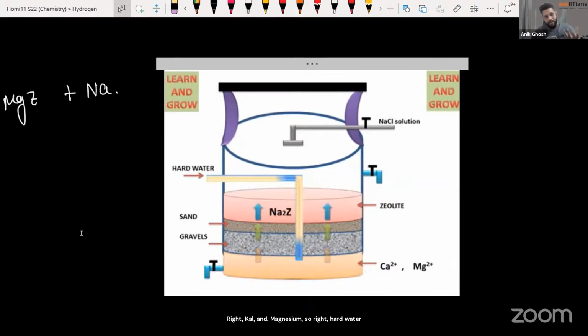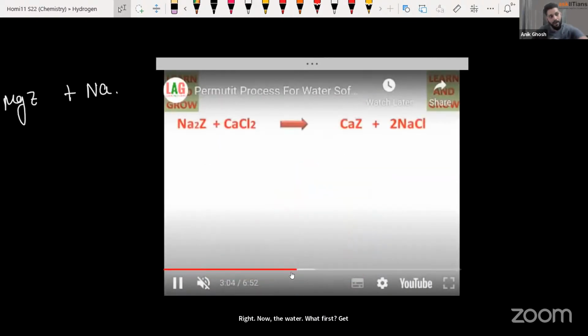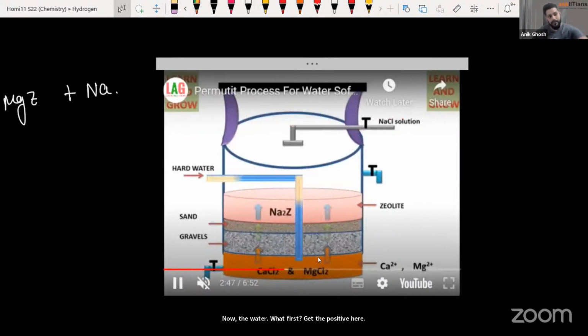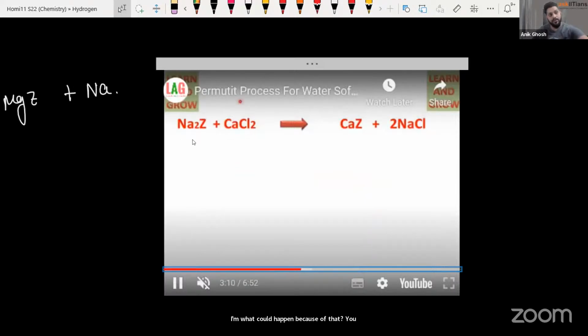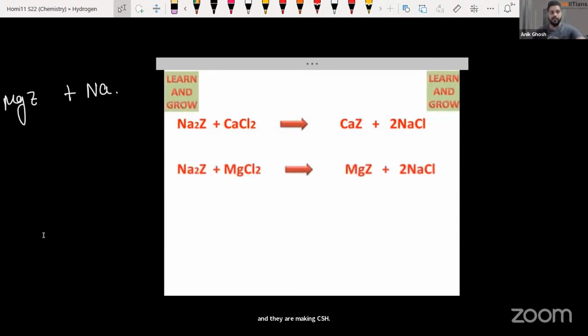Now, the water would first get deposited here. From there, the water would rise up. And the top part of this beaker contains the zeolite compounds. So they would react with the zeolites. And what would happen because of that? You can see that Na2Z and calcium chloride are reacting together and they are making CaZ and NaCl. Right? So it's just like a normal displacement reaction through which we remove the magnesium and calcium.